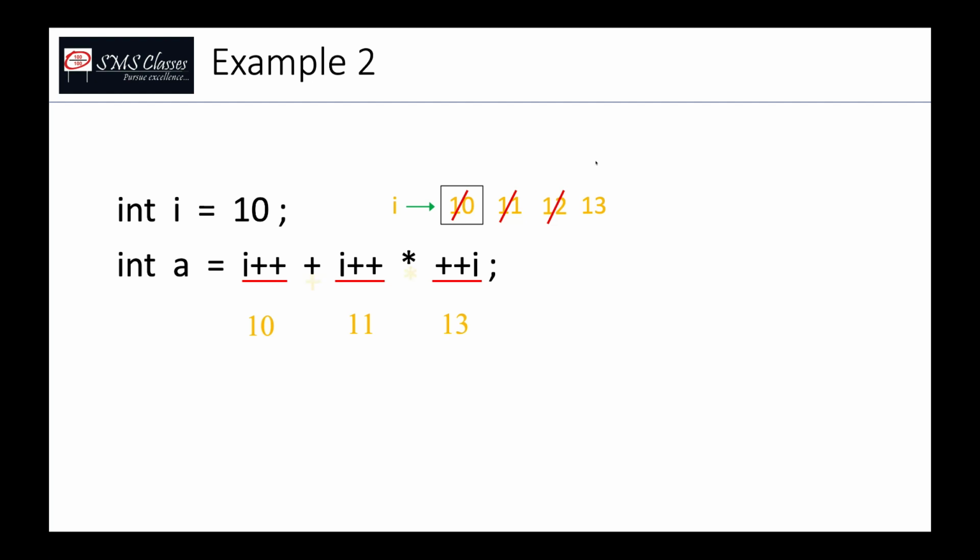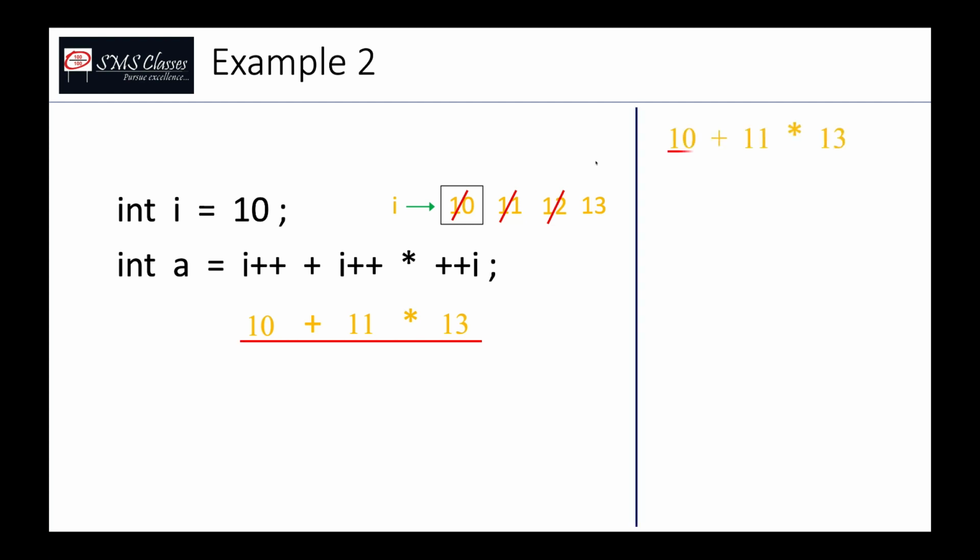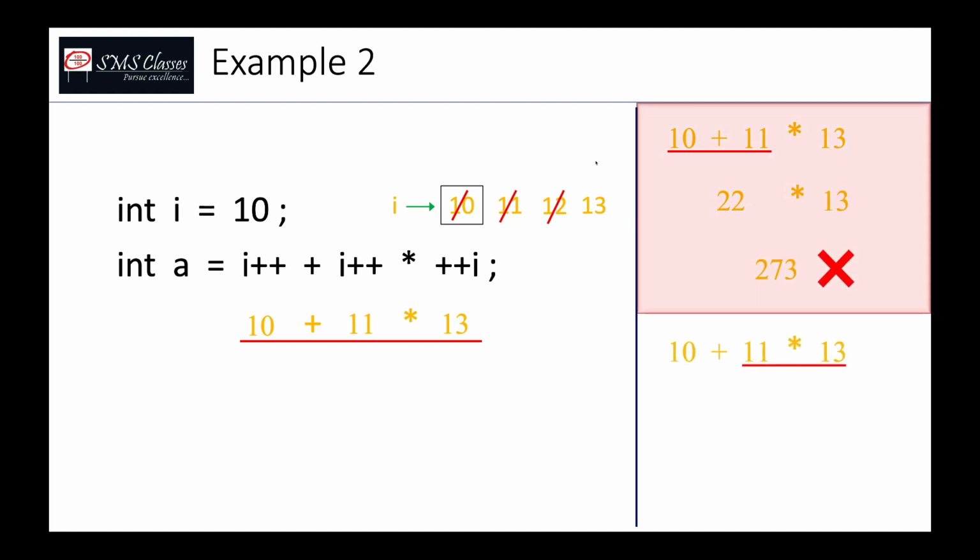Now, if you add, that is 10 plus 11 is 22, then multiply, your answer is wrong. You should first multiply and then add, which is correct. 153 is the correct answer.